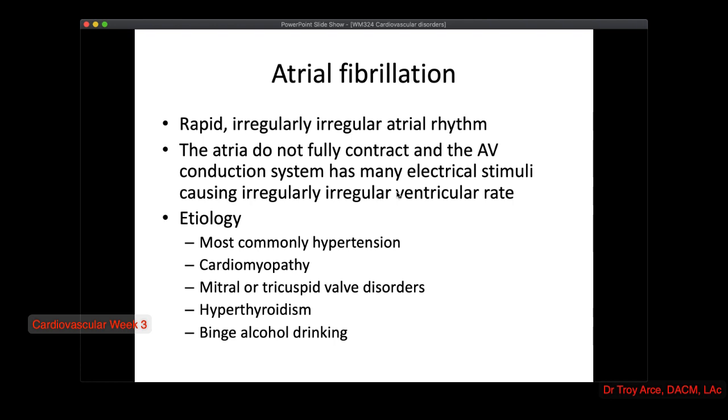Atrial fibrillation is a rapid, irregular atrial rhythm. The atria do not fully contract, and the AV conduction system has many electrical stimuli causing irregular ventricular waves. Etiology, most commonly with hypertension, cardiomyopathy, mitral or tricuspid valve disorders, hyperthyroidism, binge alcohol drinking.